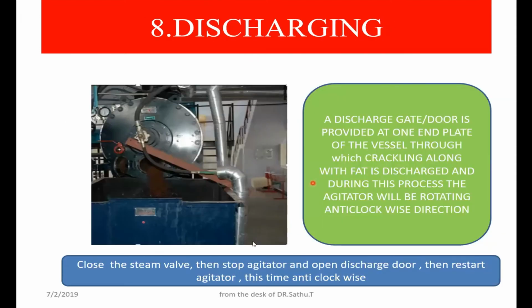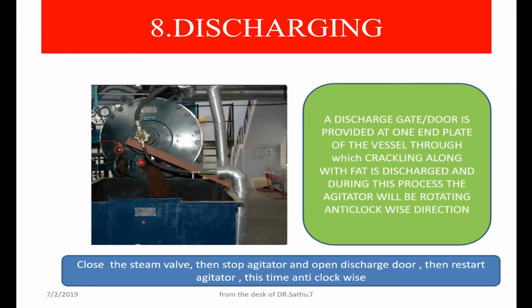So this is the discharging. Here we can see the ball valve which is used for taking the sample during the processing. Then we do the discharge. Once you find that drying is okay, we go for discharging. During the discharge, first close the steam valve, the valve for the steam that we are injecting into the jackets. Then stop the agitator before opening the discharge door, and then you open the discharge doors.